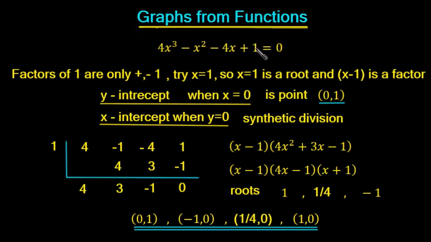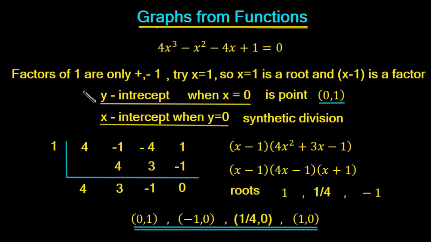We've seen in our previous examples that if that value there had been, say, 15, then we would have had to try plus and minus 3, plus and minus 5, plus and minus 1, plus and minus 15. All of the factors of 15 would have to be tried in order to find out what the actual factor of this polynomial is. But in this example we've only got a value of 1, so it's quite straightforward.